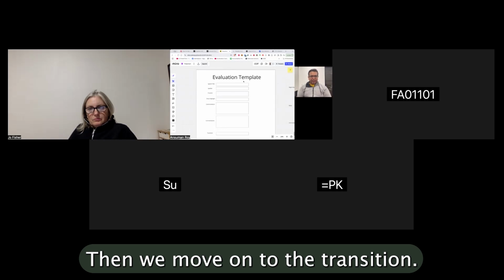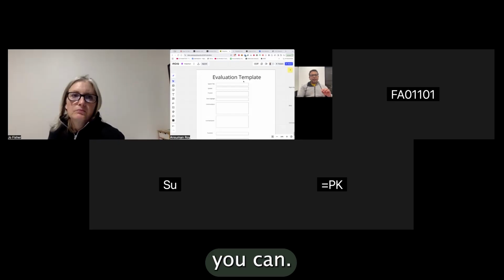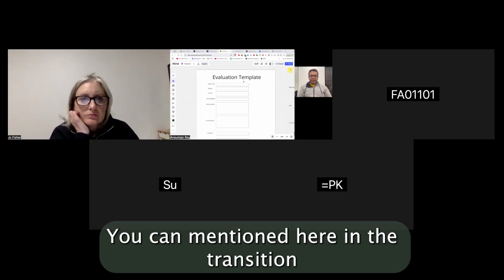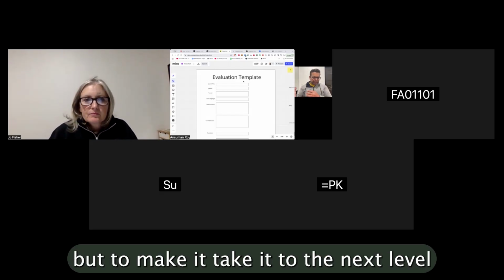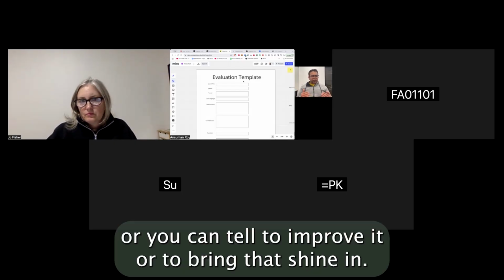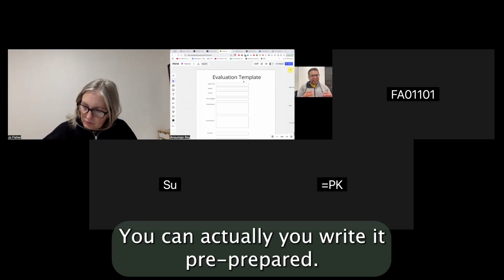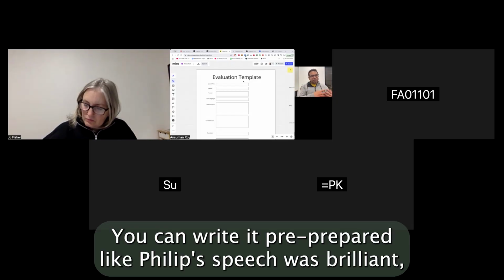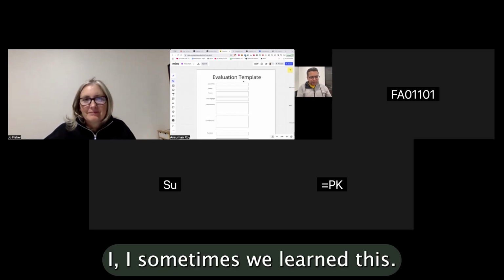Then we move on to the transition. What you can do is mention here in the transition that Philip's speech was brilliant, but to take it to the next level, or to improve it, or to bring that shine in. So you can build that transition. You can write it pre-prepared. You don't need to write it on the spot. Like, Philip's speech was brilliant, but to make it even more brilliant.